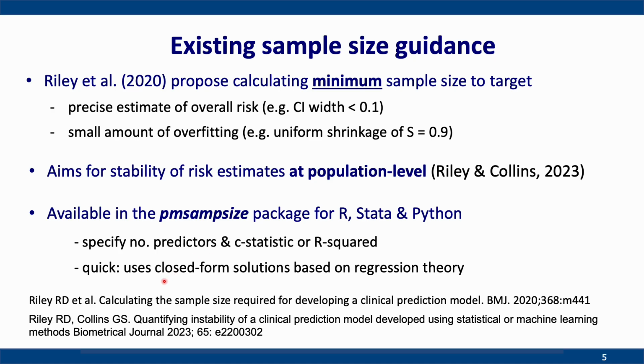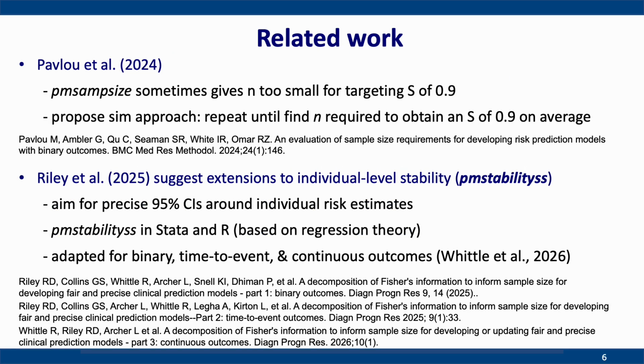And the calculations are really, really quick because they use closed form solutions based on regression theory. So it takes half a second to produce the solutions for the sample size needed, given your anticipated maximum C statistic that you think you can get, and the number of predictor parameters you're thinking of putting in. And pmsampsize has been really well used. I think we've had 100,000 or so downloads of that software, and it's had a really big positive impact, and hopefully has encouraged people to think more critically about the sample size that they need to develop a model.